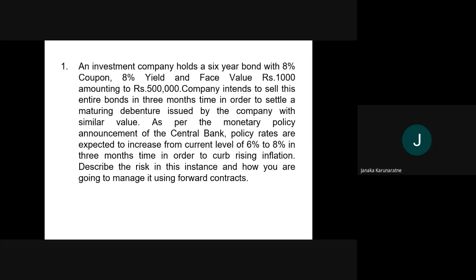Now we look at an example. An investment company holds a 6-year bond with an 8% coupon, 8% yield, and face value of 1,000, amounting to rupees 500,000. The company intends to sell this entire bond holding in 3 months' time in order to settle a maturing debenture issued by the company with a similar value. As per the monetary policy announcement of the central bank, policy rates are expected to increase from the current level of 6% to 8% in 3 months' time in order to curb rising inflation.